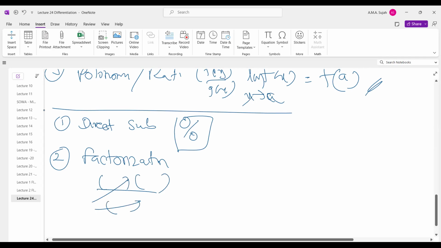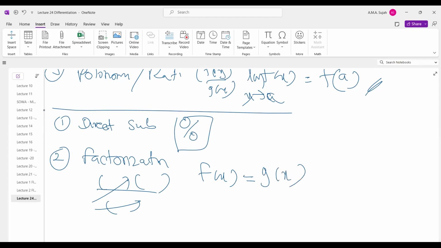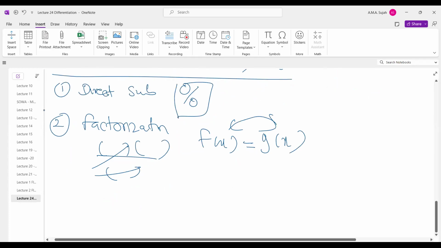It means if you have a function f of x and you cannot find the limit directly, then you can find another function g of x that is equal to f of x. That is the meaning of factorizing. Then we discuss what? Factorization. If you can't factorize, then conjugate.